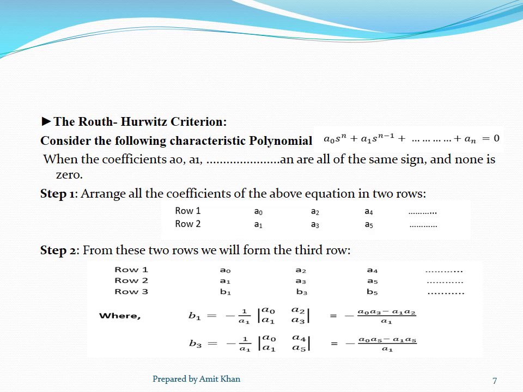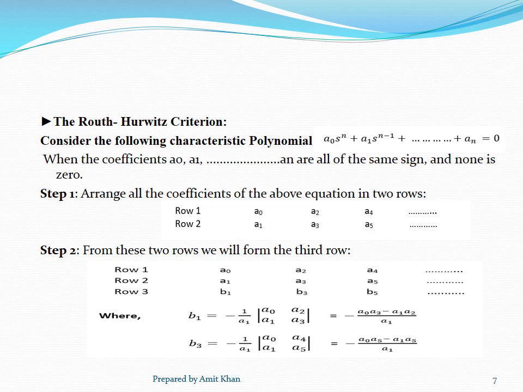Now this is Routh-Hurwitz criteria. We are considering the following characteristic polynomial: a0 s to the power n plus a1 s to the power n minus 1 and so on, plus an equals 0. At first we have to arrange the coefficients of the above equation in two rows. Row 1 is a0, a2, a4, a6 and so on, and row 2 is a1, a3, a5, a7 and so on. From these two rows we will form the third row.